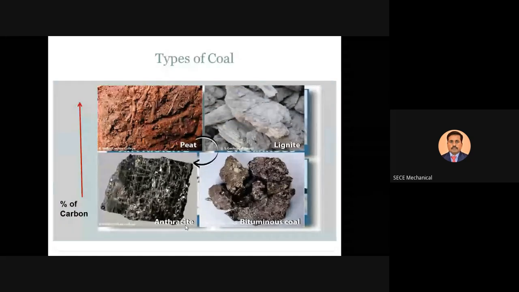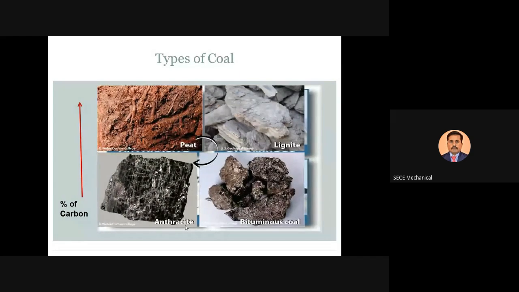There are different types of coal. One is called peat, second is called lignite, third one is called bituminous coal, and anthracite. So you can see the different types of coal here. In this picture, you can see how each one looks. When you take coal from the mine, you will get this kind of coal, of different size and structure, and it has some moisture content.